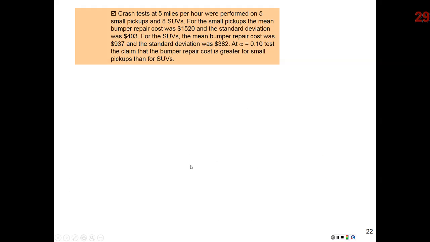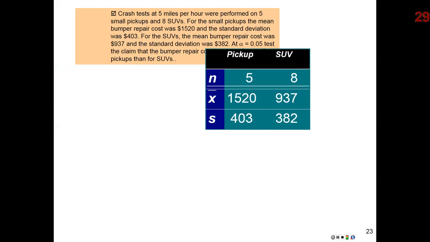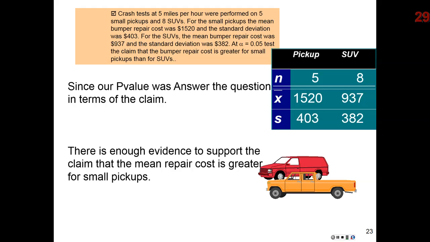So we're going to go ahead and reject the null hypothesis. Since we reject the null hypothesis, you have enough evidence. Now, where was your claim? In the alternative. So you have enough evidence to support the claim. Okay? You have enough evidence to support the claim.